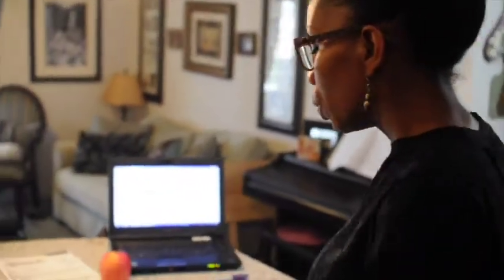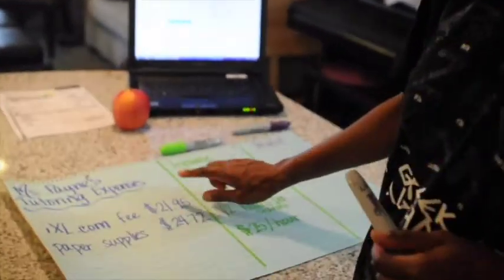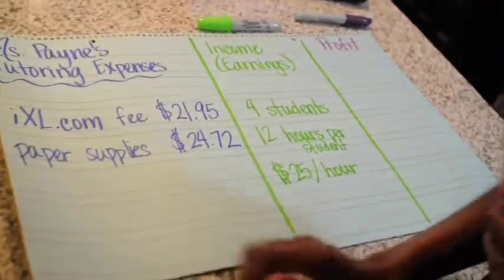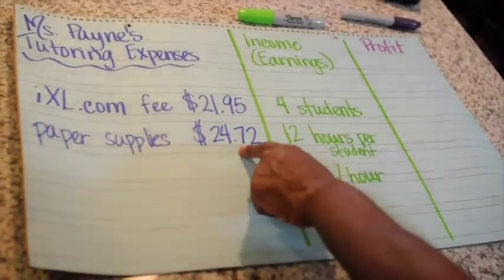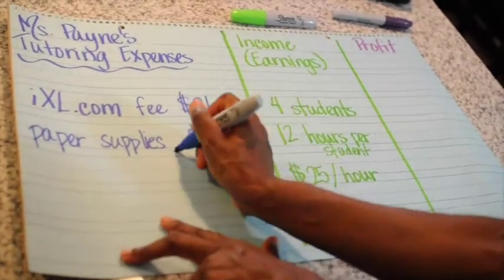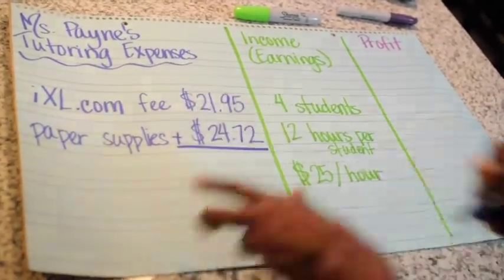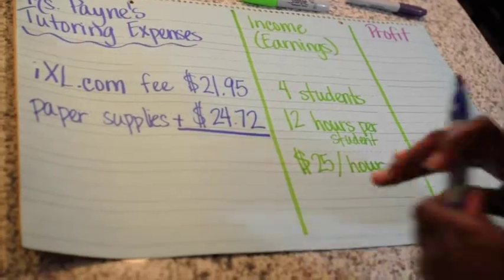So I want to figure out how much profit I am going to make from my tutoring services this summer. To do that, I would first calculate my expenses. How much money am I going to spend? Well, I know I have to pay for IXL and I have to pay for my paper supplies, all my photocopies. So I'm going to add these 2 dollar amounts.